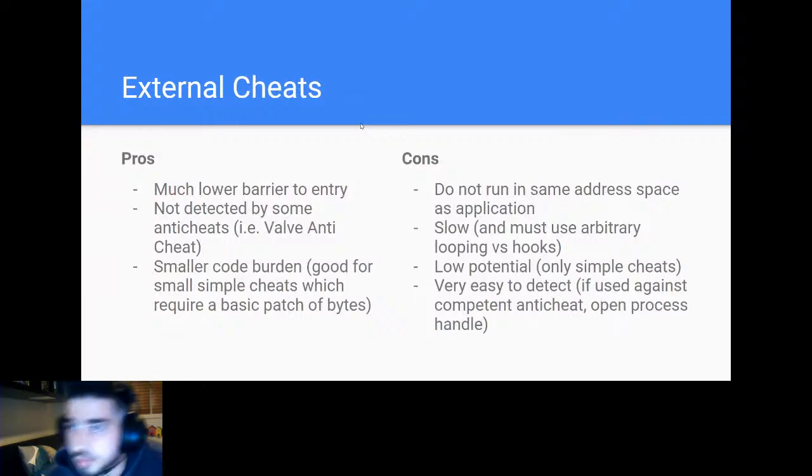So, the pros and cons of external cheats versus internal cheats, which will come next. External cheats' benefits: a much lower barrier to entry, and they're not detected by some anti-cheats, i.e. Valve Anti-Cheat for CSGO, which we're going to look at, doesn't detect this, even though it's really simple. It's really easy to make a cheat for the game. It's a big game with competitive play, but anybody can go and make a simple external cheat, an aimbot, an ESP, anything.